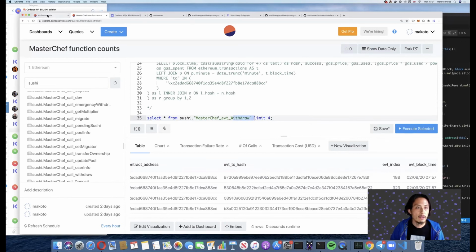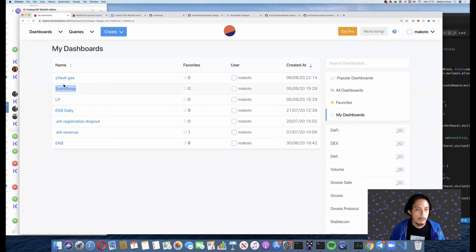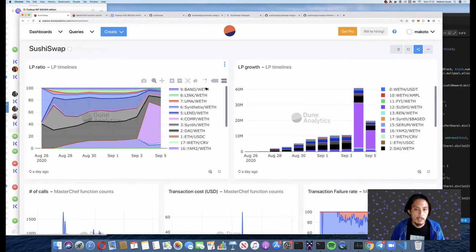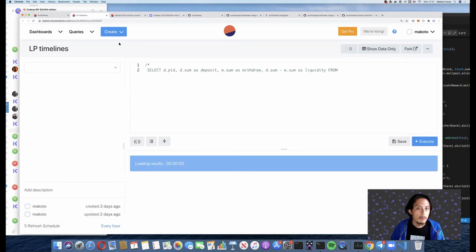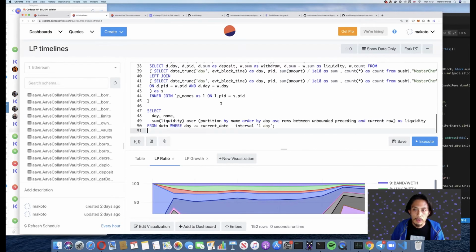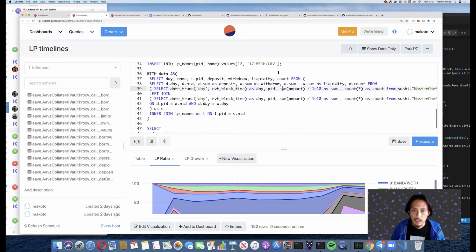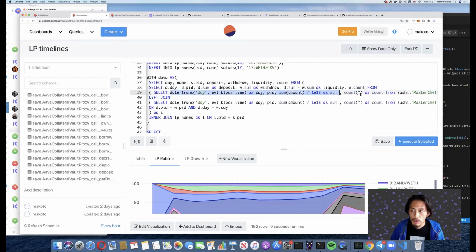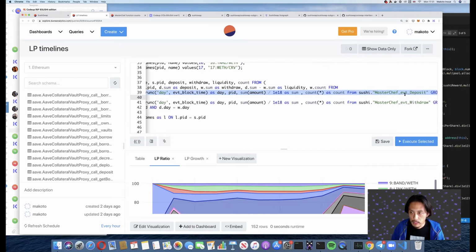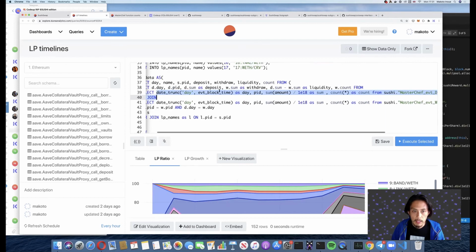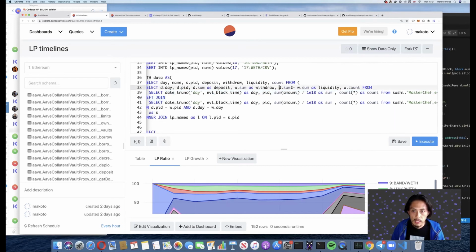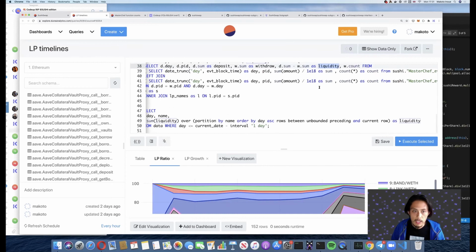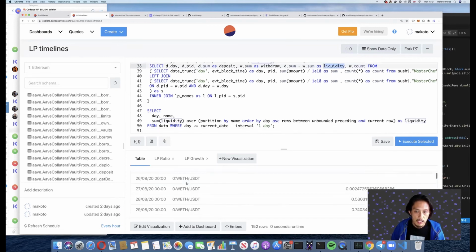So the first half of the query is that I basically look into those events. Let me go through again. Here, I did a daily aggregation of the deposit and withdraw. If you take the deposit sum and withdraw sum, that should show the daily liquidity. So I just created that.